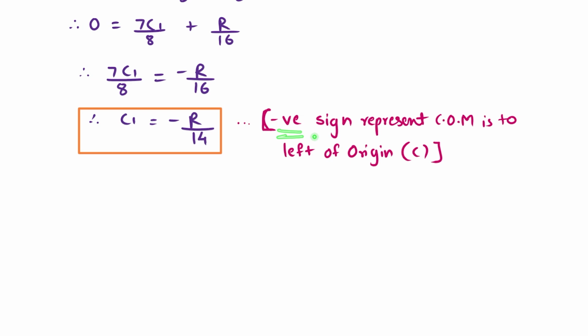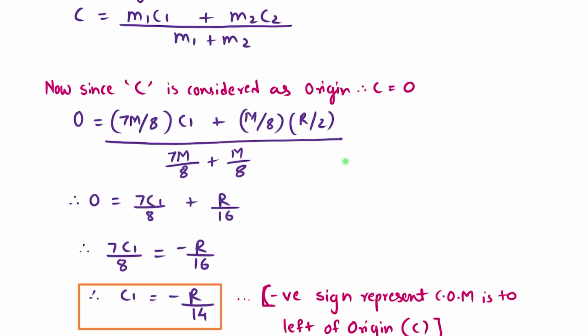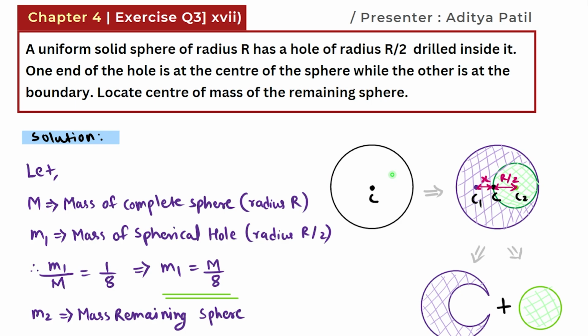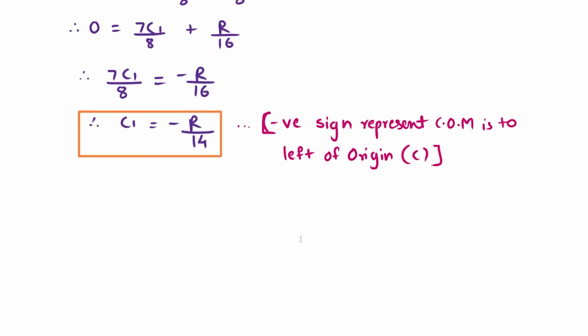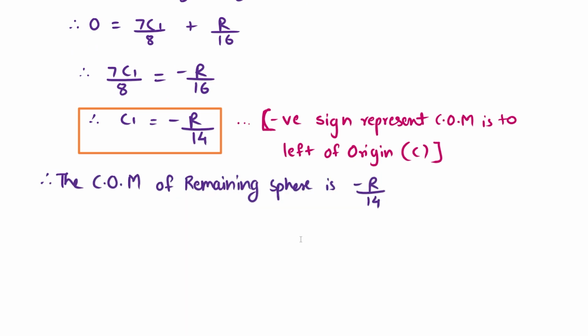The negative sign over here tells us that the resultant center of mass is to the left of the original center of mass. So what does this mean? This means that if we carve out a spherical hole, our center of mass would shift to the left side by a distance r by 14. So that's what we found out, and that's what we wanted to find out. That is the shift in the center of mass. And with this, we can make the final statement that the center of mass of the remaining sphere is at a distance of minus r by 14 from C. Actually, that would be a better way to say it over here.